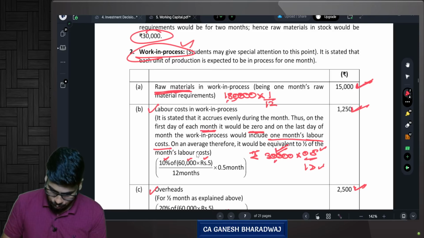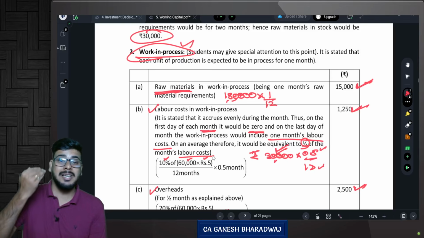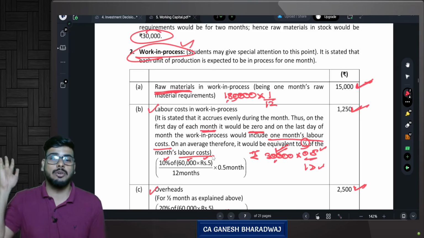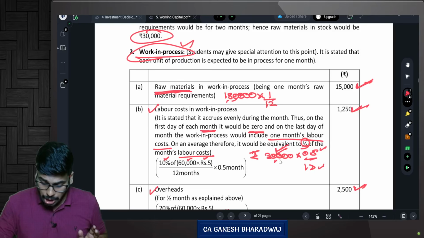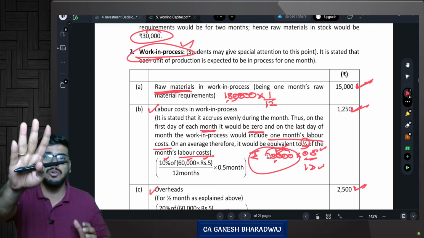On an average, therefore, it would be equivalent to half the month's labor cost. So the funding that I need to bring is pertaining to half a month. Are you clear with this? Sir, annually there is 30,000 I need. No, sir, don't worry about this.